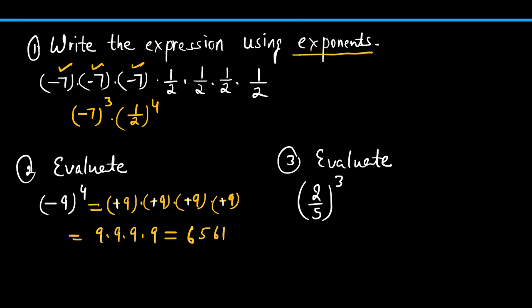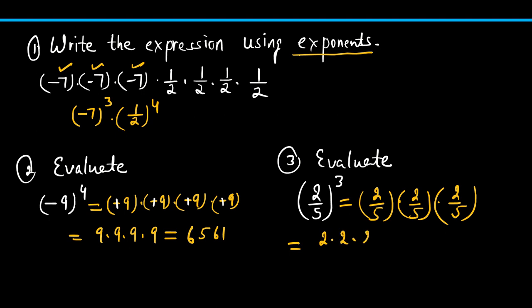Okay, now let's move to the third problem where you have to evaluate this. Now the number is in the form of a fraction, so you can write it as 2 over 5 times 2 over 5 times 2 over 5. Again, multiply across: multiply the numerators, and multiply the denominators 5 times 5 times 5. So 2 times 2 times 2 is 8, and 5 times 5 times 5 is 125. So 8 over 125 is the answer for this question.